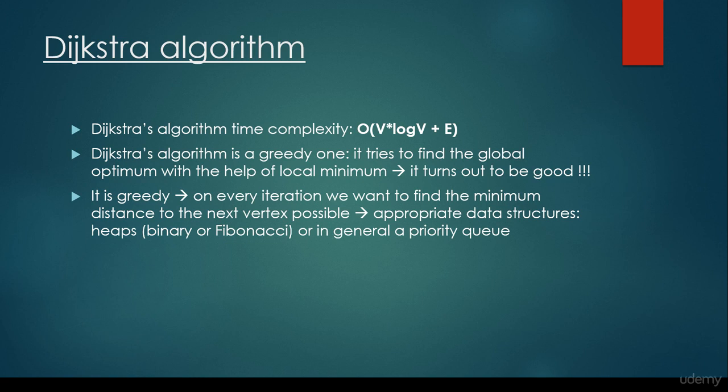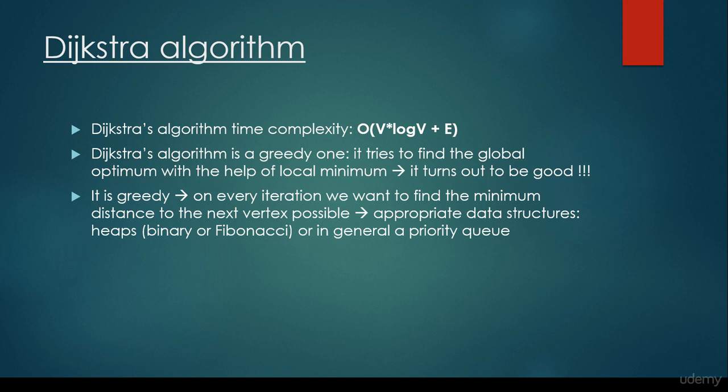quadratic, V squared. But because we can use appropriate data structures such as a Fibonacci heap or binary heap or priority queues in general, we could implement it with arrays, but we usually use binary heaps or Fibonacci heaps for Dijkstra's algorithm. We are able to boost up the algorithm and end up with V log V, so linearithmic time complexity instead of the quadratic. Linearithmic time complexity algorithms are the ones that can be used in practice. If an algorithm has a quadratic running time, then it is not so efficient. We are not able to use it practically in software.